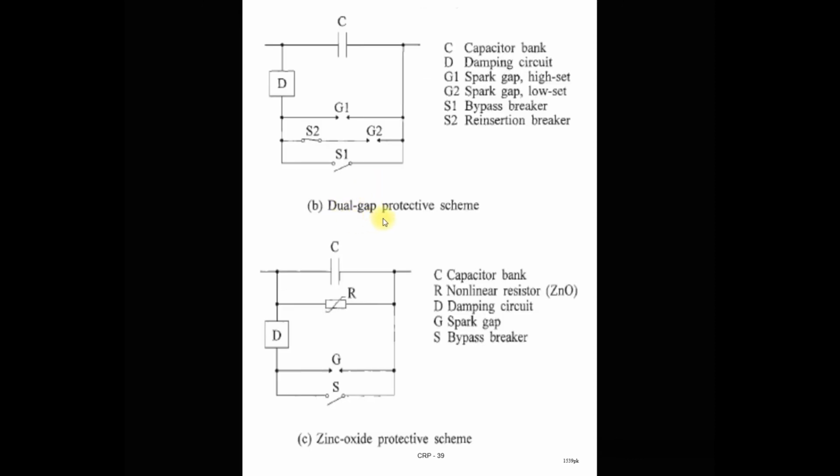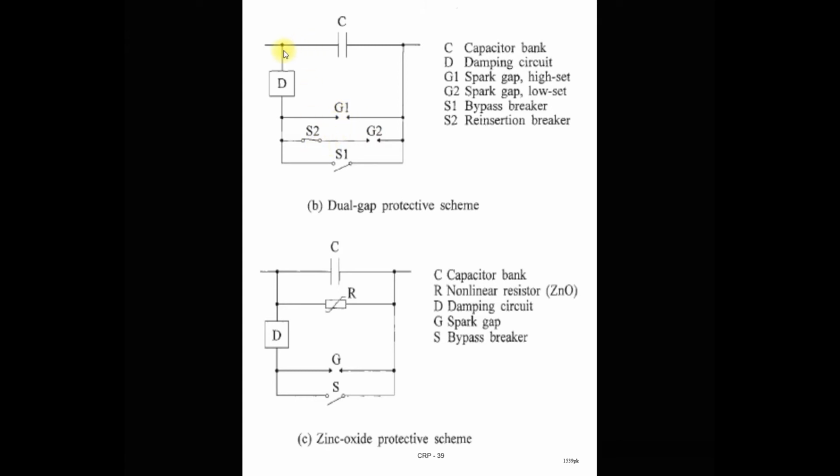gap protective scheme. In this scheme you can see that we have two spark gaps, G1 and G2, and two bypass breaker switches, S2 and S1. Here D is the damping circuit. Again the function is the same, to limit the discharging of the capacitor. So what is the difference between the spark gaps G1 and G2? The gap between the two electrodes of G2 is small as compared to G1.